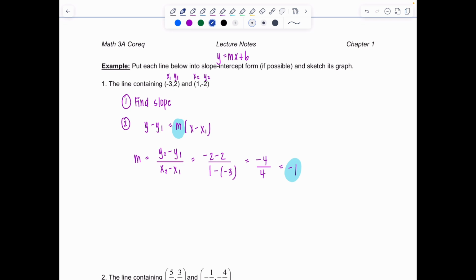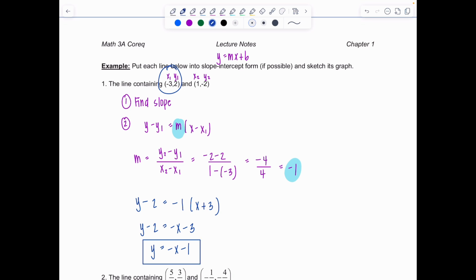So let's just use this guy. y minus y1, which is 2, equals m, which is -1, times (x minus x1), which is going to become x plus 3. Now, this is point-slope form, but they want slope-intercept form, so I'm going to multiply everything out. So we have y minus 2 equals -x minus 3, so y equals negative x minus 1.